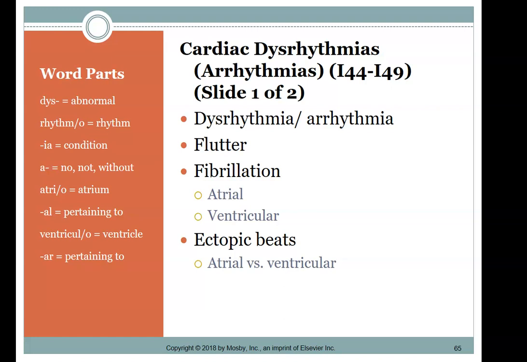Your word parts: dys is abnormal, rhythm, o is rhythm, ia is condition, a is either no, not, or without, atrio is atrium, al is pertaining to, ventriculo is ventricle, and r is pertaining to.